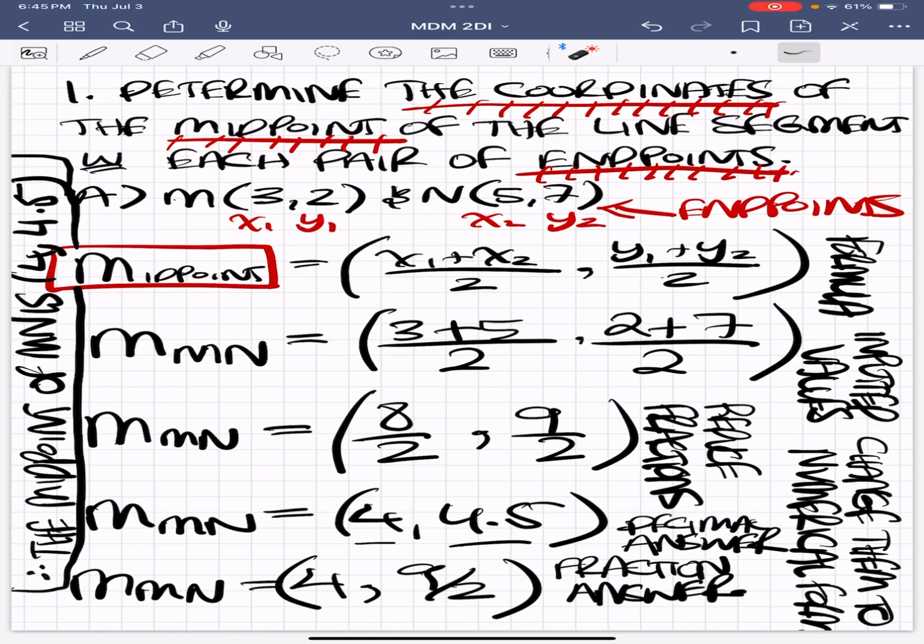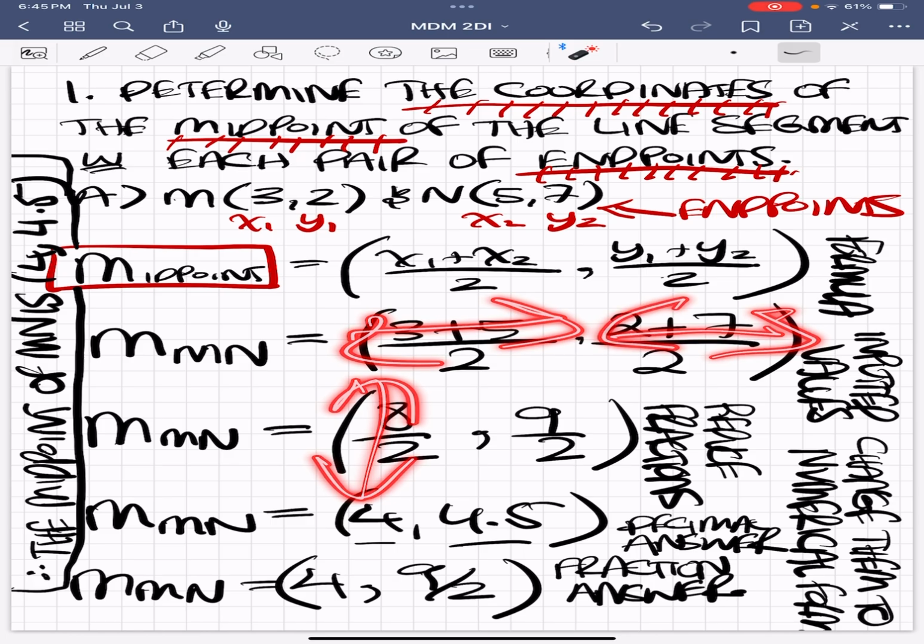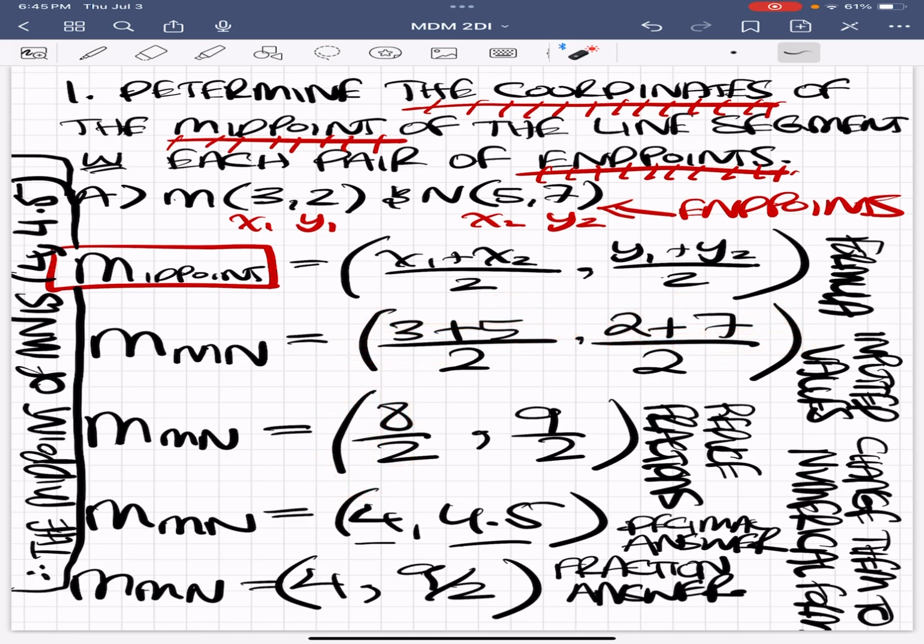We have inputted values into M equals M and N, and we simplified those. We simplified it horizontally, and then we simplified it vertically. It makes me think of graphing with a horizontal axis and a vertical axis. So we have to reduce the fractions.